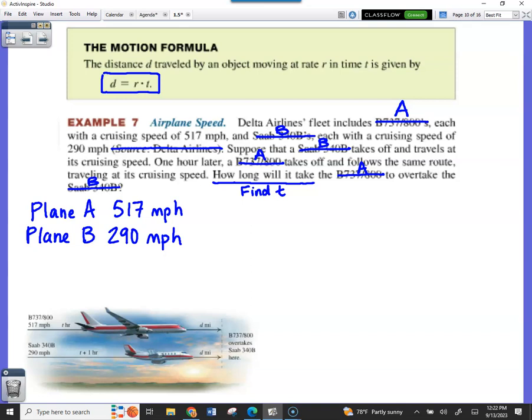Does that make sense? Okay, looking at the motion formula, distance equals rate times time. So plane A is going how fast? 517. So its distance would be 517 multiplied by t. What would the distance formula for plane B look like? Okay, we need to tweak it though.